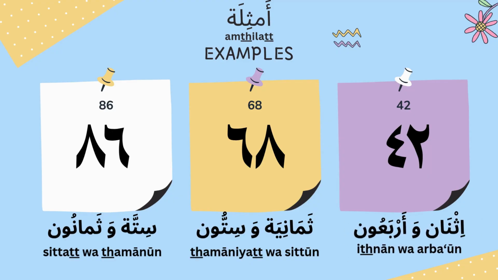In Arabic, we begin with the ones number, followed by wa and then the tens. For example, ستة وثمانون. It is 6 and 80, which means 86. This same pattern applies to all the numbers. Now, try saying them again on your own.